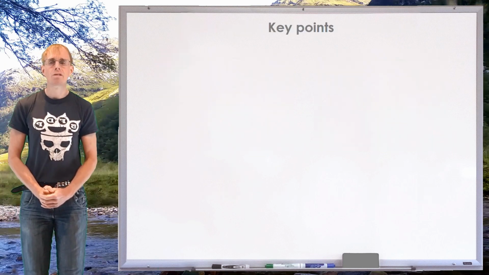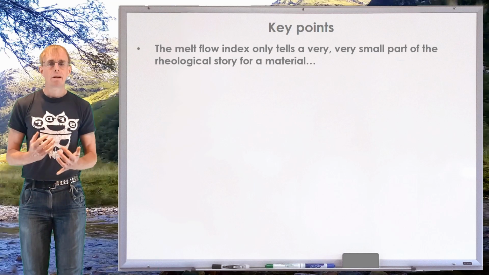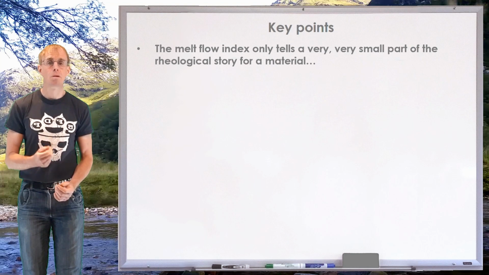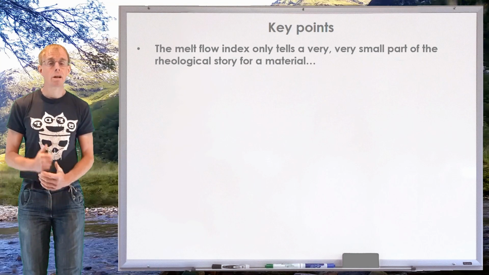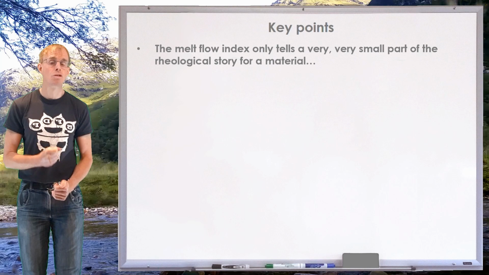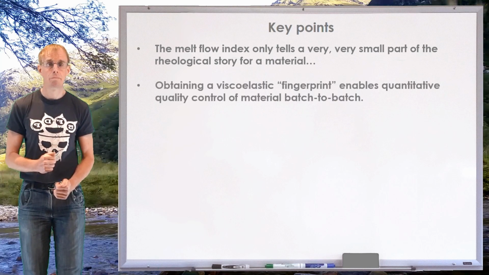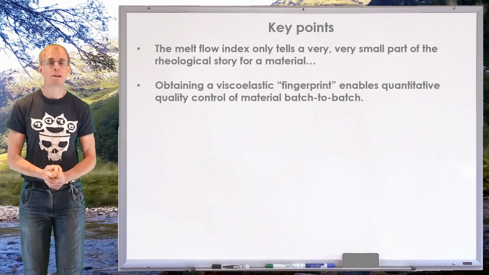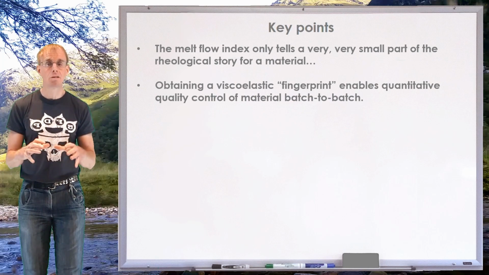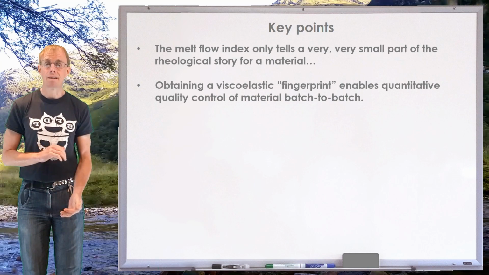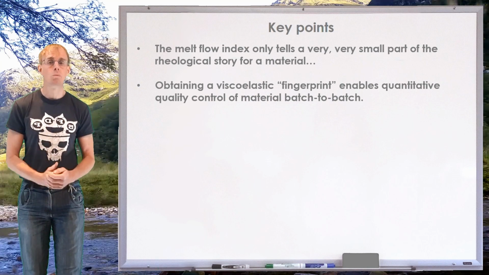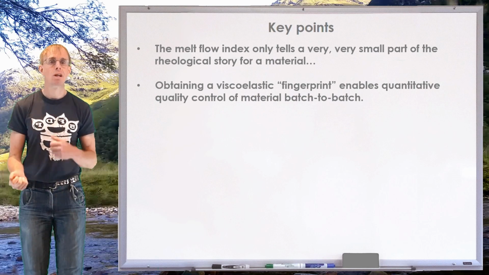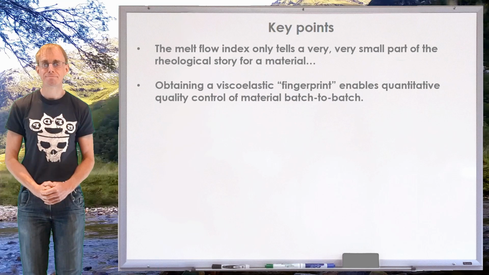So let's summarize a few key points. One of the typical industrial figures that you'll get that gives you information about polymer melt rheology is the melt flow index, but it only tells you a very, very small part of the rheological story for a material. What we'd ideally like to do is to characterize materials a lot better, so in effect we can obtain a viscoelastic fingerprint of a material, and that allows us to do many things, but one of the things that we can do then is apply quantitative quality control of material from batch to batch of different polymer.